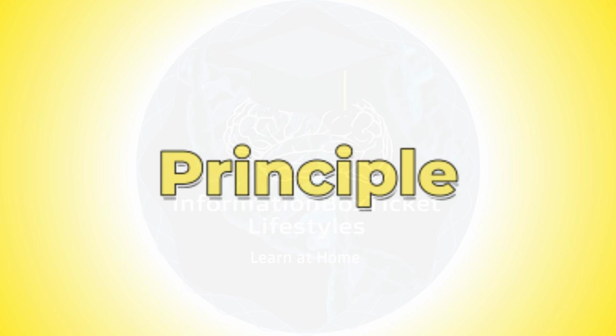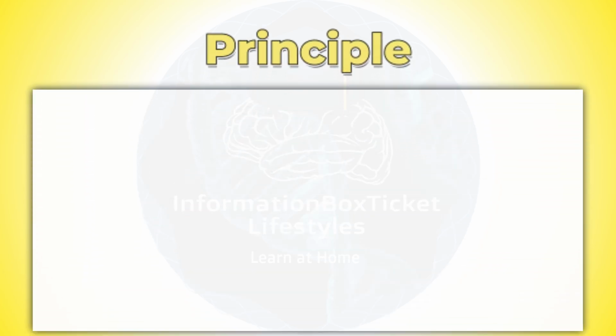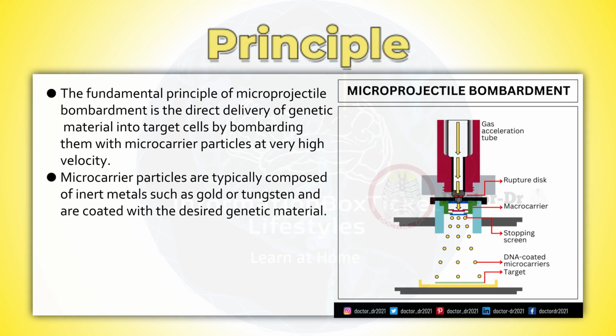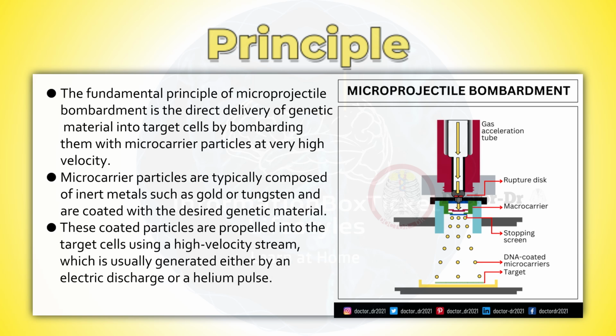Principle of microprojectile bombardment. The fundamental principle of microprojectile bombardment is the direct delivery of genetic material into target cells by bombarding them with microcarrier particles at very high velocity. Microcarrier particles are typically composed of inert metals such as gold or tungsten and are coated with the desired genetic material. These coated particles are propelled into the target cells using a high-velocity stream, which is usually generated either by an electric discharge or a helium pulse.